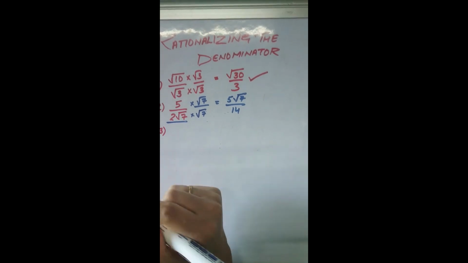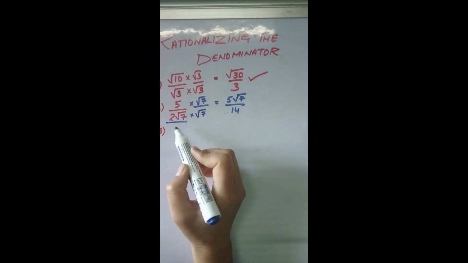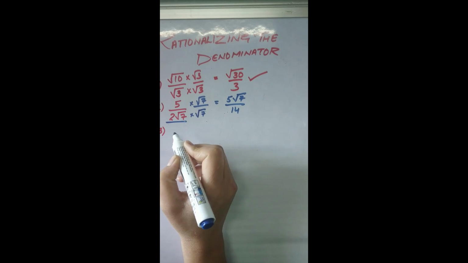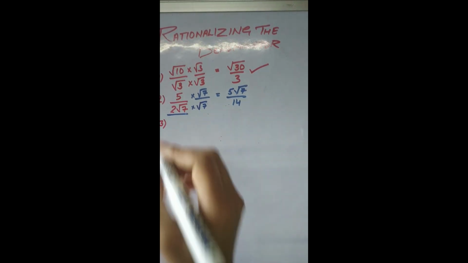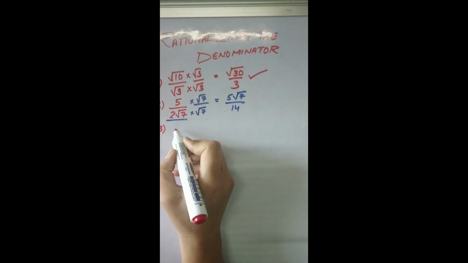Now coming over to one more. We are rationalizing the denominator, but we can have a fraction of this type.